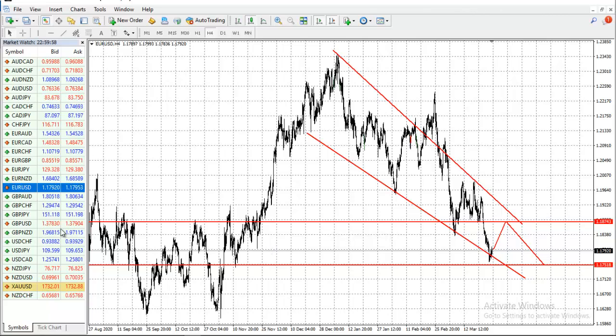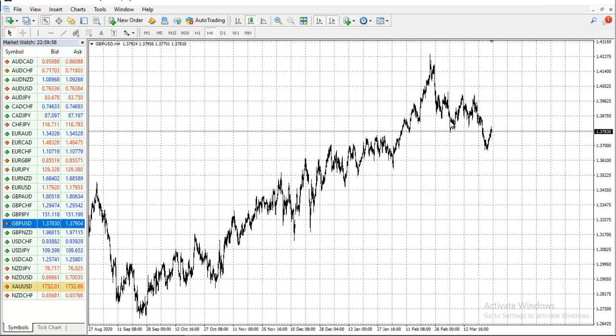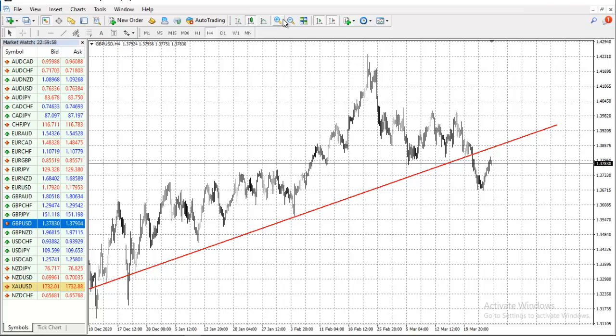Now let's move away from there to GBP USD. On the pound USD, the general trend looks like an uptrend. But if you check well, you can see it broke the trend line, and now it is below the trend line. So let's zoom in to know a good entry point.